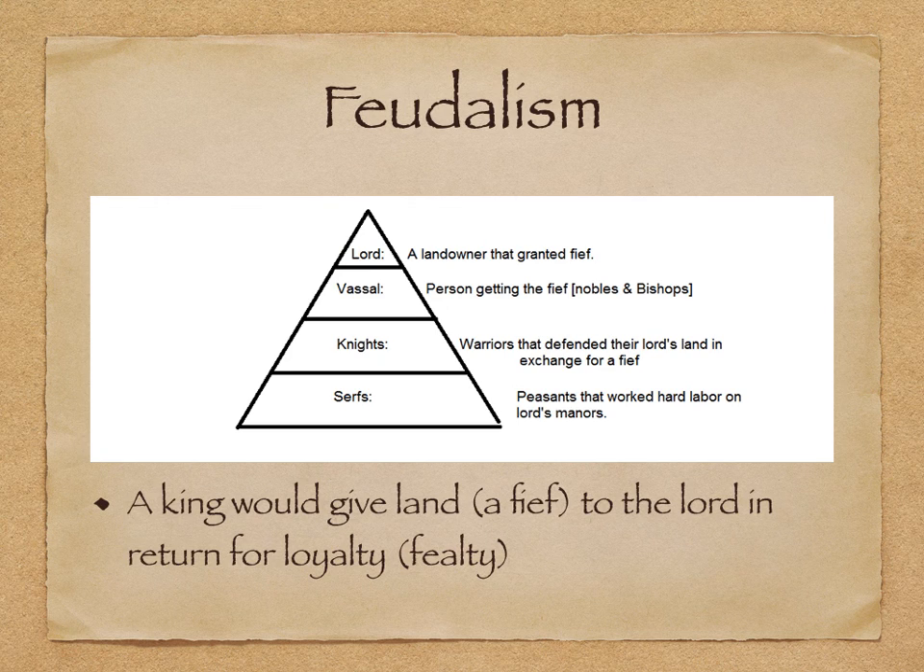Again, looking at feudalism, where the Lord fits into our triangle. So above the Lord would be the king. But in our little triangle we have here, we see the Lord's on top. Below him is like a lower lord or a vassal. And then underneath that is the knights and the serfs. So the king would give land, which was called the fief, to the Lord. And in return, he would pledge loyalty or fealty to the king.